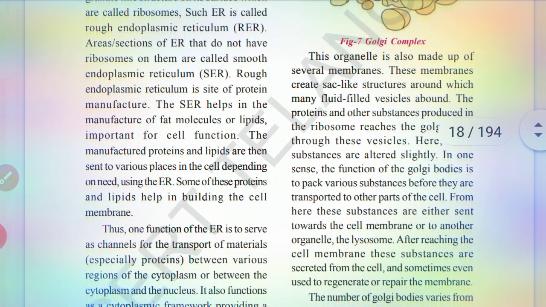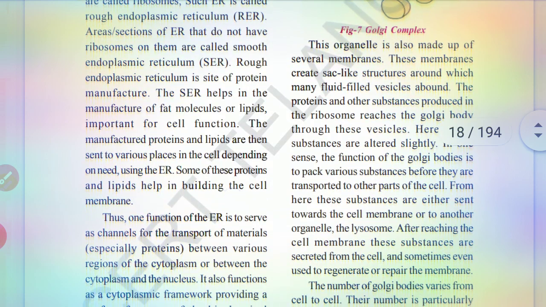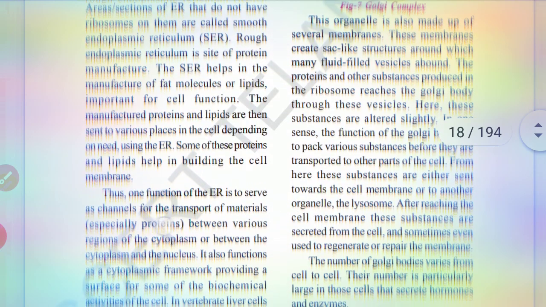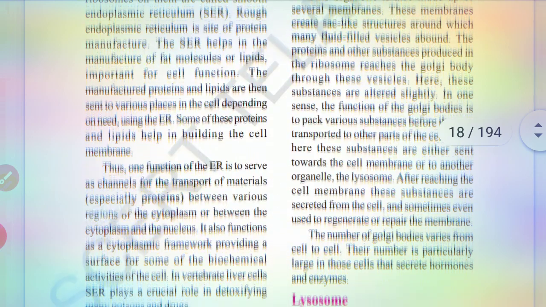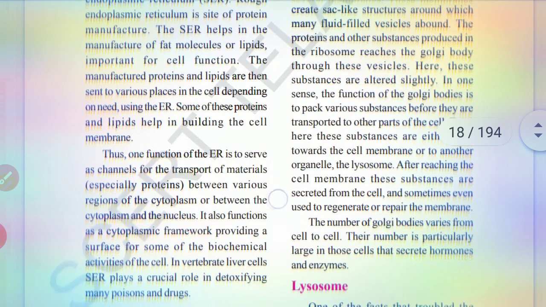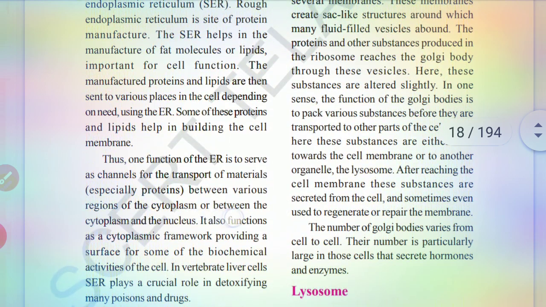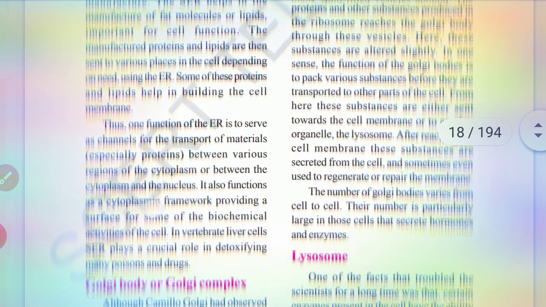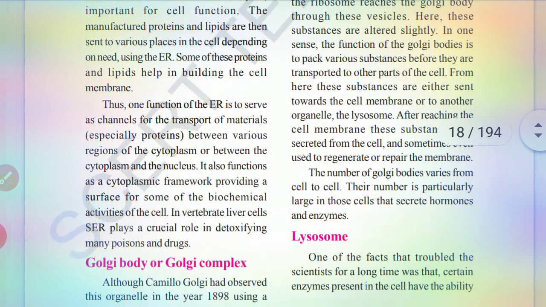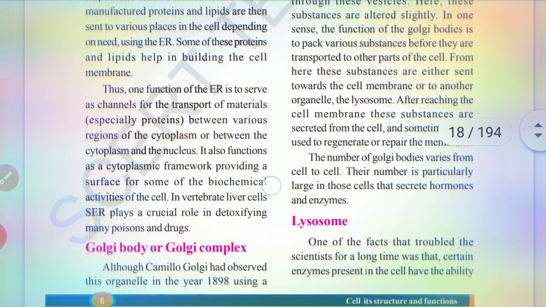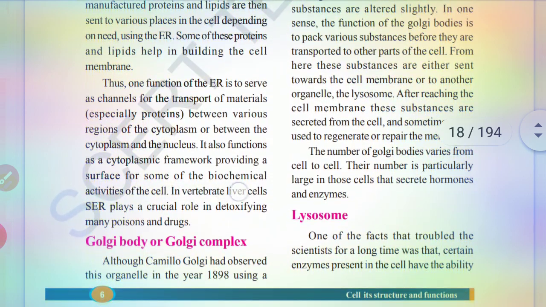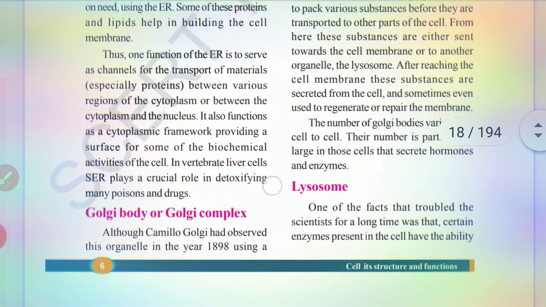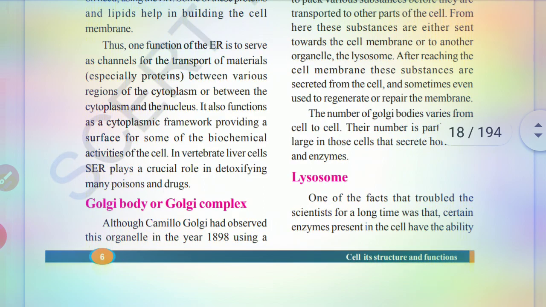Some of these proteins and lipids help in building the cell membrane. Thus, one function of ER is to serve as channels for transport of materials, especially proteins, between various regions of cytoplasm or between the cytoplasm and nucleus. It also functions as a cytoplasmic framework, providing a surface for some of the biochemical activities of the cell. In vertebrate liver cells, SER plays a crucial role in detoxifying many poisons and drugs.